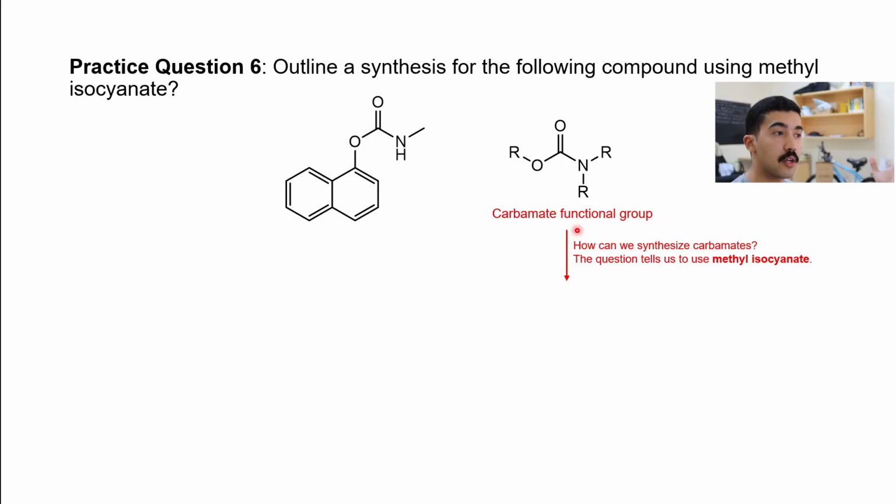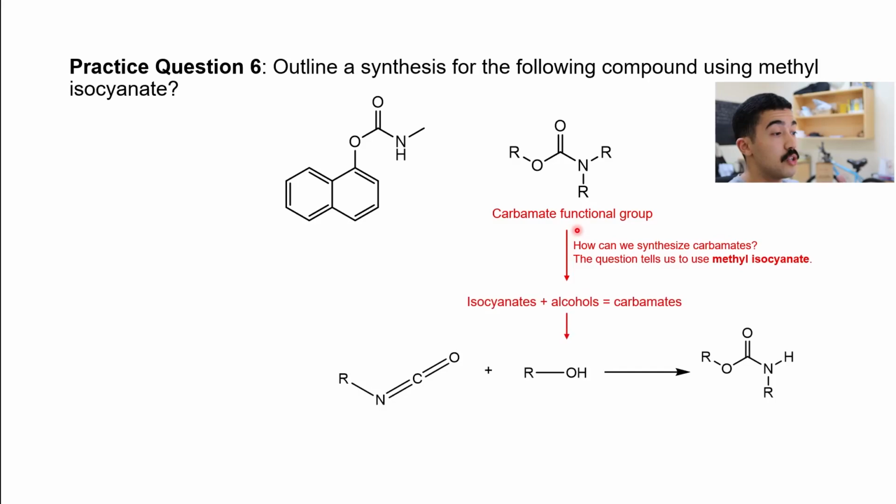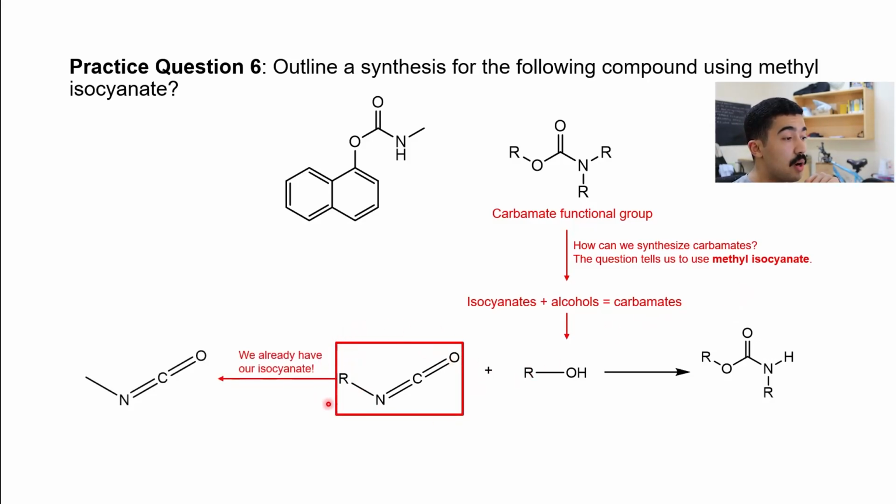So let's think here. Yes, we do know reactions that we can use to produce carbamates starting with isocyanate. And that reaction is using isocyanates plus alcohols to give us carbamates. So we have our isocyanate over here, we have our alcohol, and we can produce what? We can produce our carbamate. Well, this is great. We've done basically 50% of the work, or 90% of the work. We know that our isocyanate is just what? Methyl isocyanate. So we replace this R group with a methyl group.